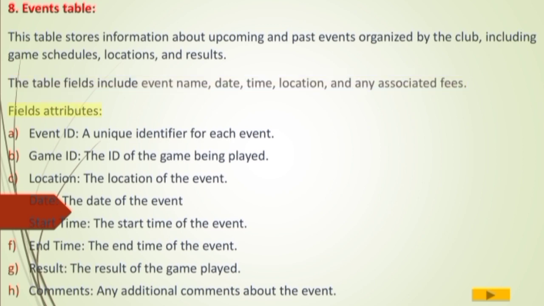Field attributes. A. Event ID. A unique identifier for each event. B. Game ID. The ID of the game being played. C. Location. The location of the event. D. Date. The date of the event. E. Start time. The start time of the event. F. End time. The end time of the event. G. Result. The result of the game played. H. Comments. Any additional comments about the event.